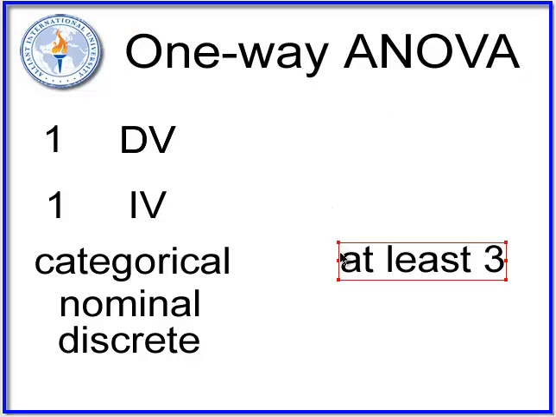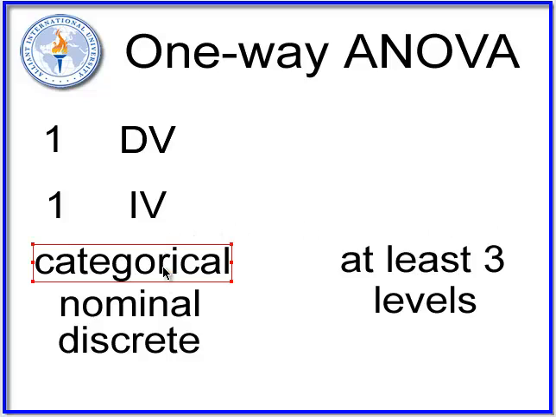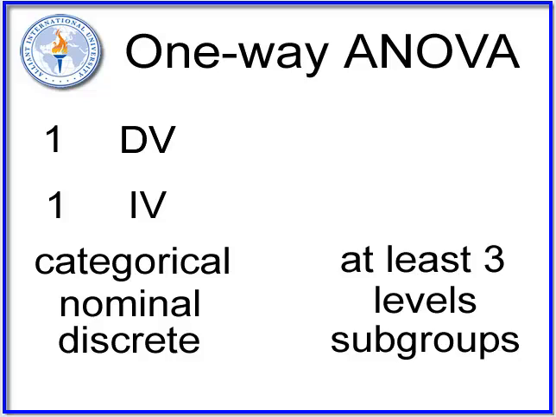And you need at least 3 levels of your categorical IV. In other words, your IV needs to have at least 3 separate categories. Sometimes they're called subgroups, but levels is normally what we go by. So an IV with 5 levels, right, is still one IV, but that just means it has 5 subgroups, okay? So get good at that.